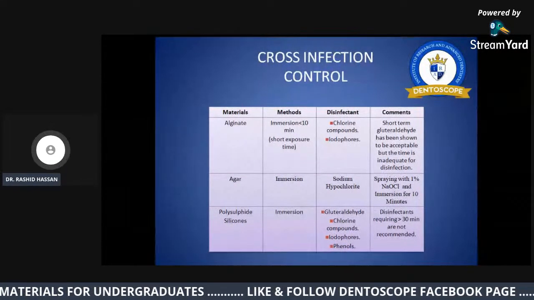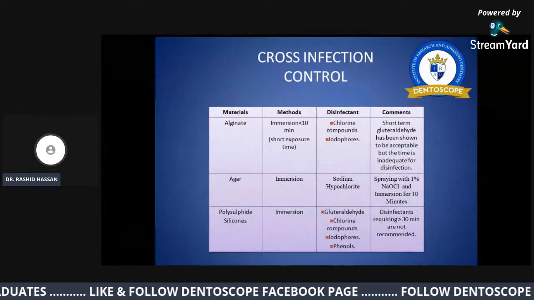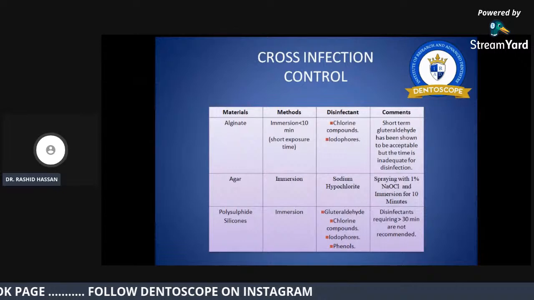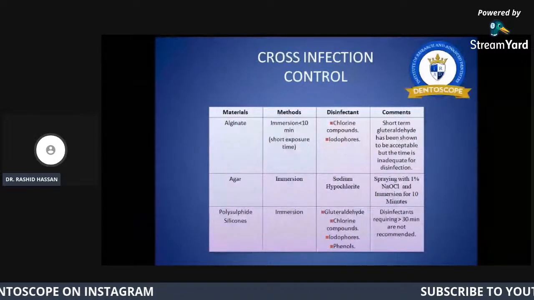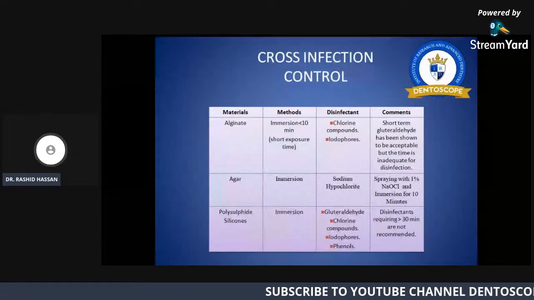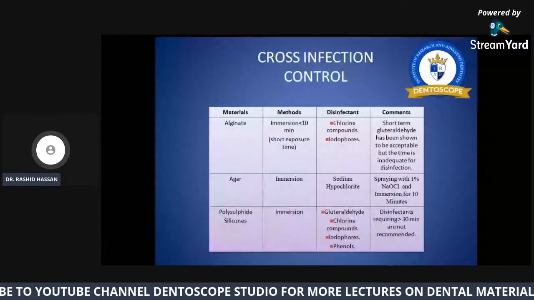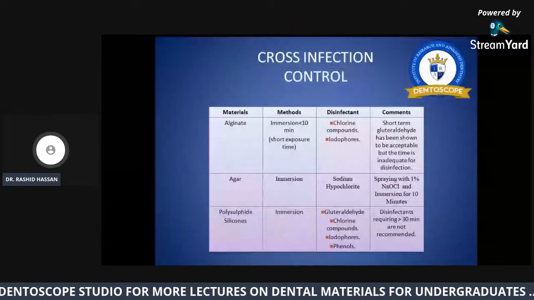And now coming to the polysulfide and silicones, both polysulfide and addition and condensation silicone. Let's talk about them. The method is the same, immersion. You need to immerse it in glutaraldehyde, or a chlorine compound, or the iodophores, or phenols.